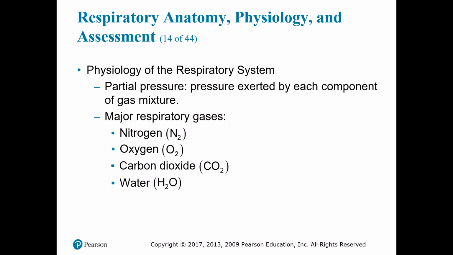You can determine the amount of oxygen and carbon dioxide in the blood by measuring their partial pressures. Partial pressure is the pressure exerted by each component of a gas mixture. In other words, the partial pressure of a gas is its percentage of the mixture's total pressure.